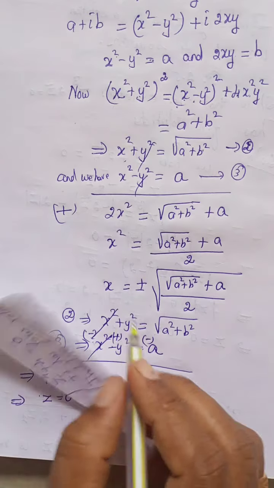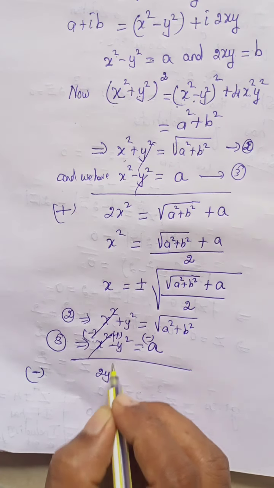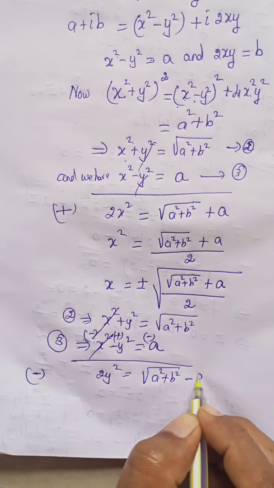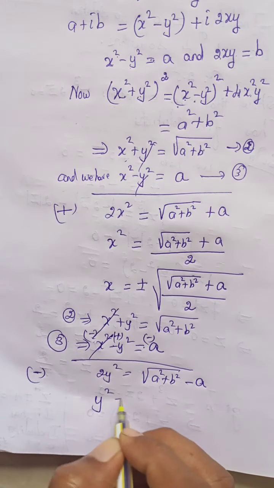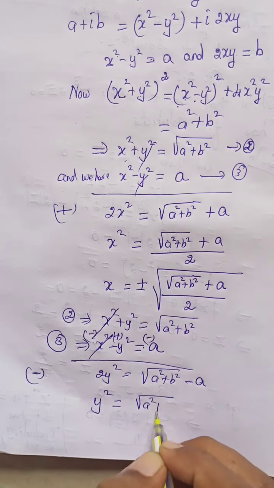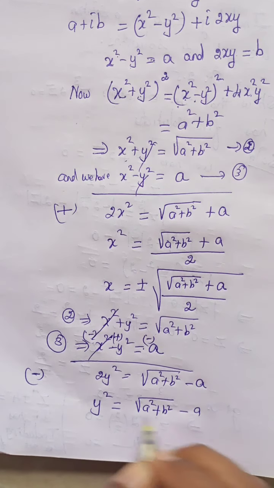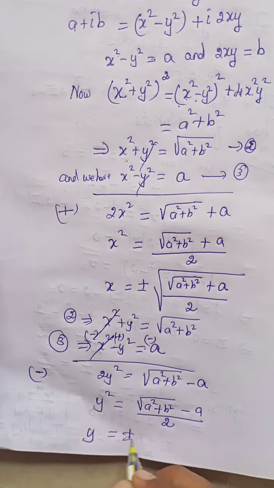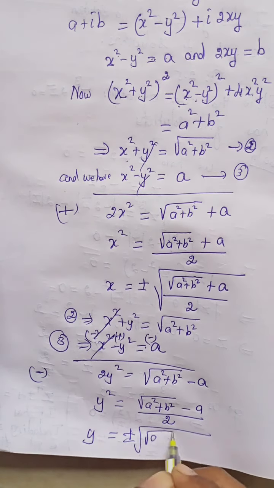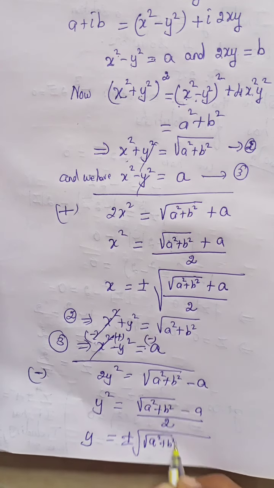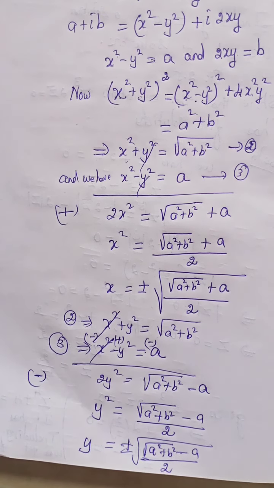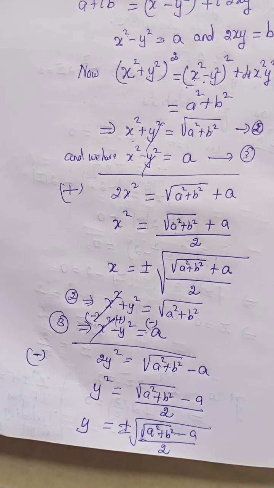x square minus x square. y square plus y square is 2y square. This is root of a square plus b square minus a. Or y square is equal to root of a square plus b square minus a, the whole divided by 2. Or y is equal to plus or minus root of root of a square plus b square minus a, the whole divided by 2. Is that clear? So we have got the values of x and y.